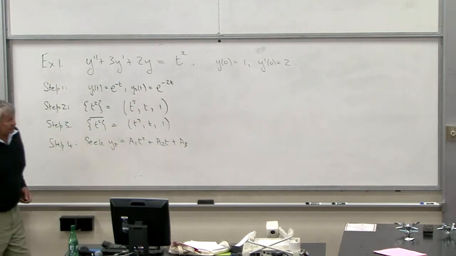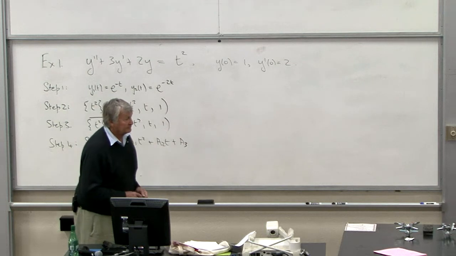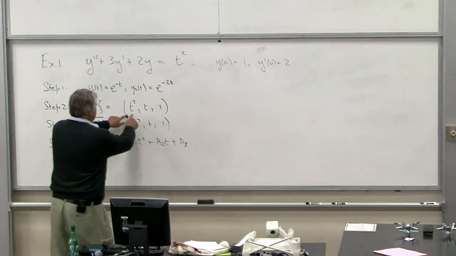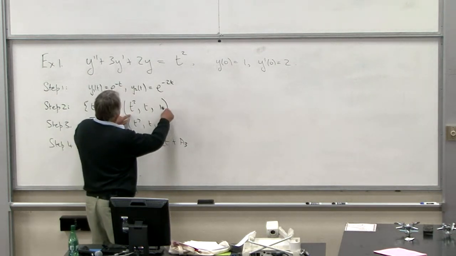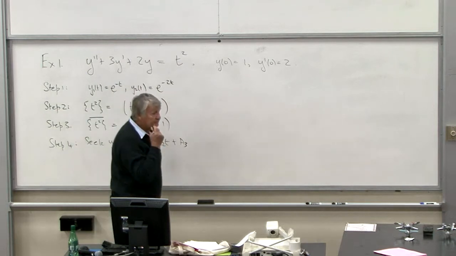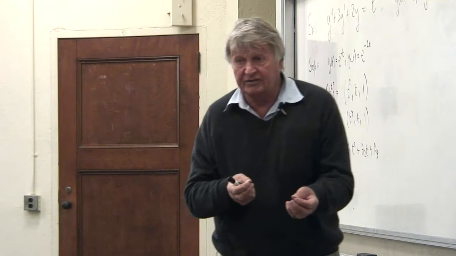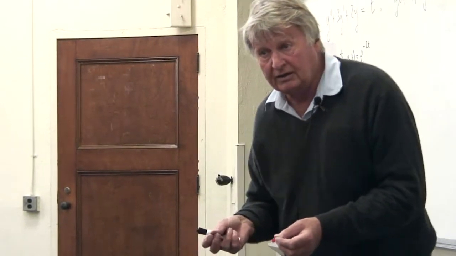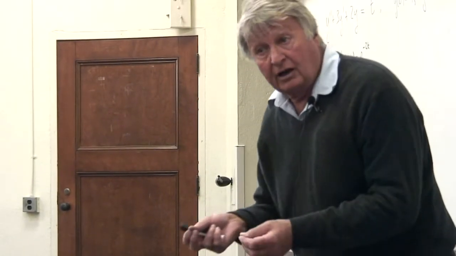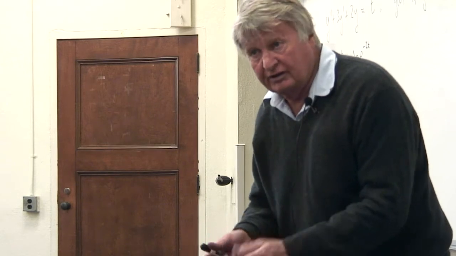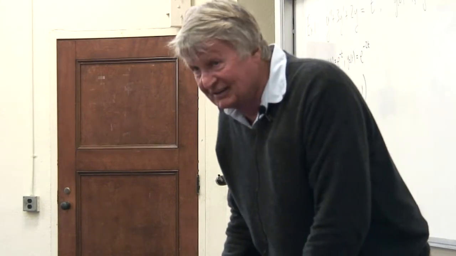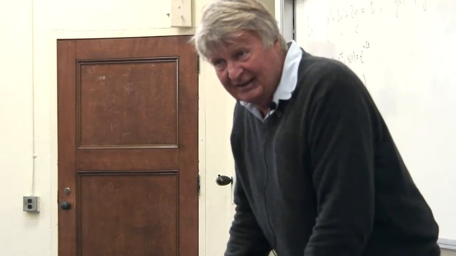times 1. Yes, question? You say why you didn't need to modify? Because none of these were solutions of the homogeneous equation. Right? Because the homogeneous equation has solutions e to the minus t and e to the minus 2t. So any combination of those is the general solution, and t squared and t and 1 can certainly not be written that way, right?